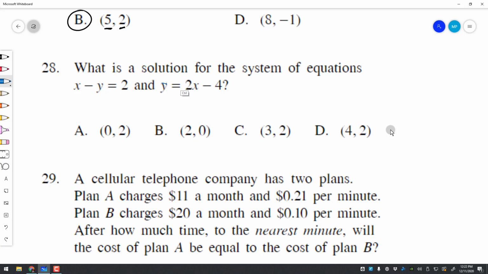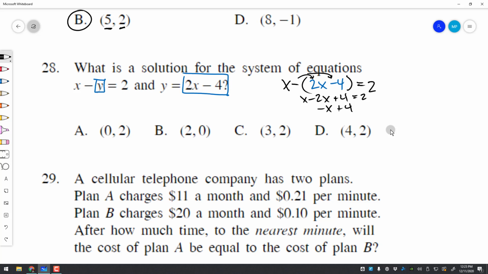It's telling me y is equal to this expression. So that means anywhere I see y, like in this first equation, x minus y equals 2, we can substitute in the expression 2x minus 4. So we're substituting that expression in, distribute the negative sign, combine our x's here, gives me negative 1x plus 4 equals 2. Subtract 4 over, gives me negative 2, and dividing by negative 1, we get that x should equal positive 2. And only one of them has the correct x coordinate of 2.